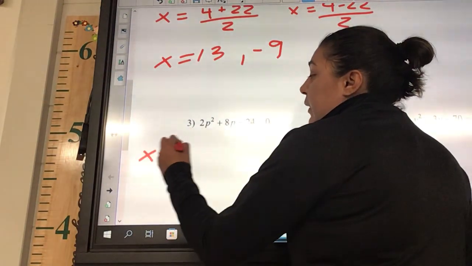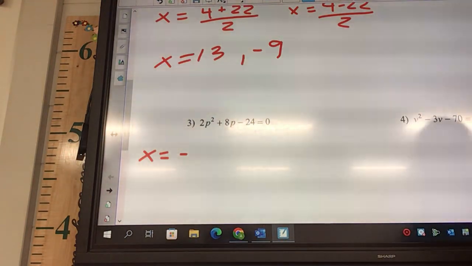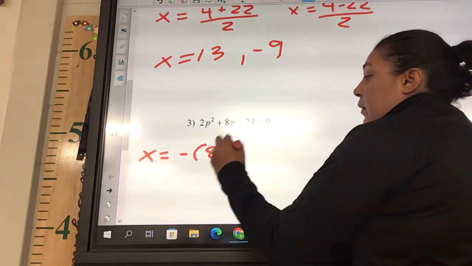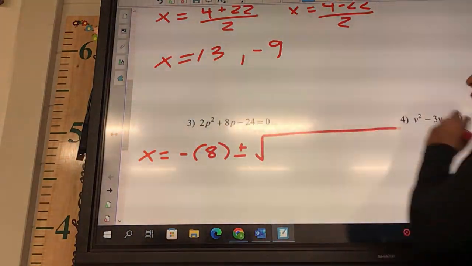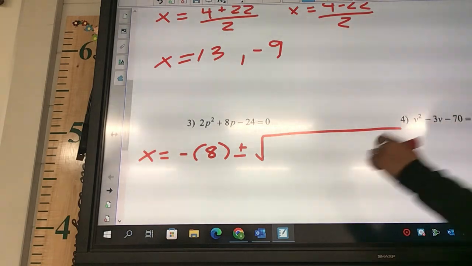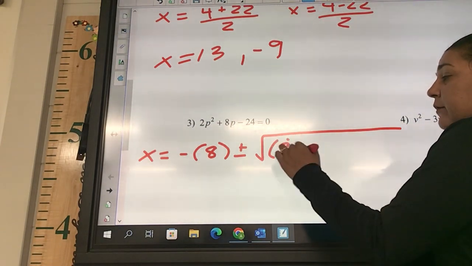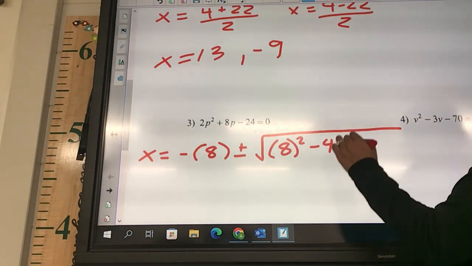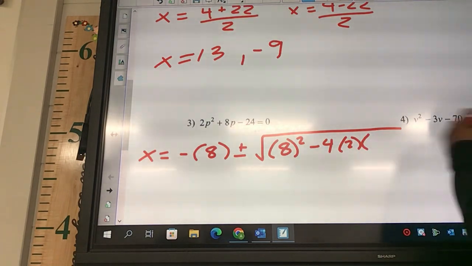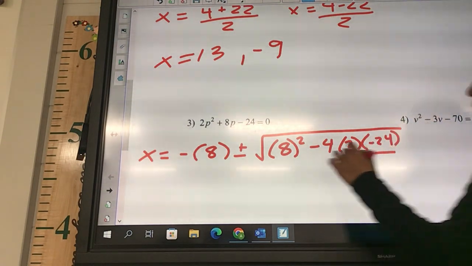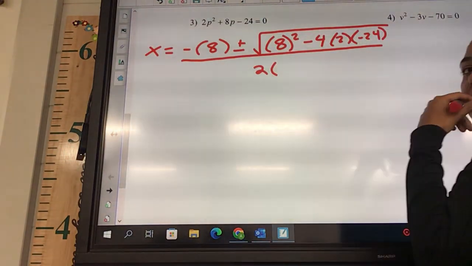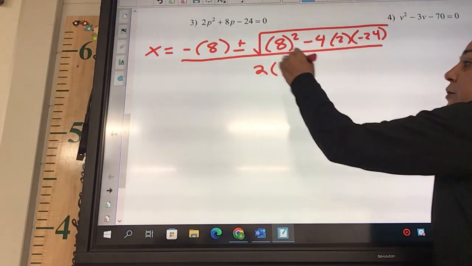Again, we're looking at this formula. So we got x equals negative, what is my b? 8. Plus or minus the square root of b, which is 8 squared, minus 4. What is my a? 2. C, negative 24, all over 2 times my a, which is 2.